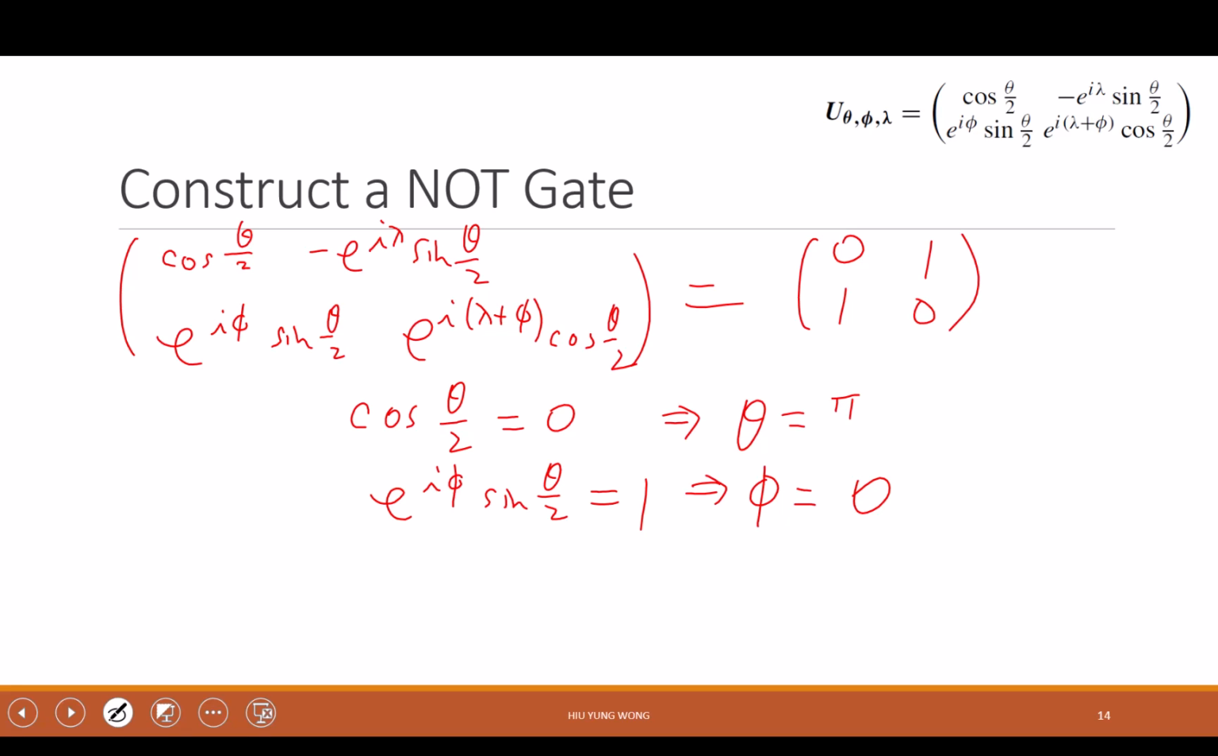Okay. So if this is the case, then I need to think about the top right term, right? E to the power i lambda sine theta divided by 2. I want it to be 1. And now theta over 2 is pi over 2, which is good, right? But then, how can I make this equal to 1?